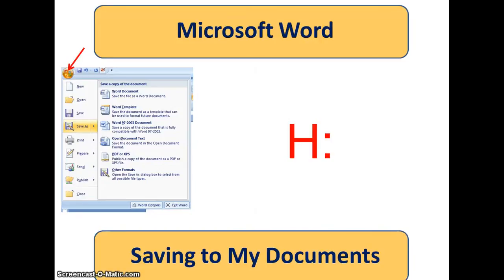Next, we come to saving. Now in Microsoft Word, we need to make sure that we are saving to our H drive. Your H drive is your personal student account. So to save, you would click the Windows icon in the upper left corner, go to Save As, and then you're going to want to find your H drive.